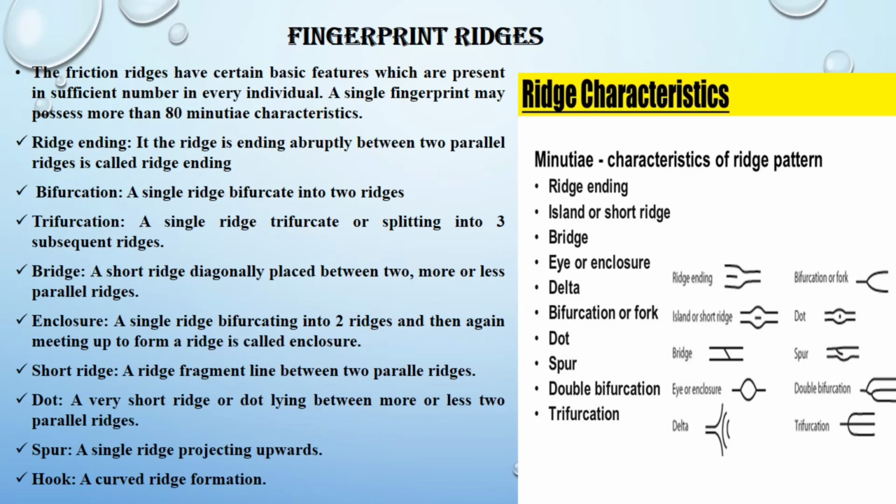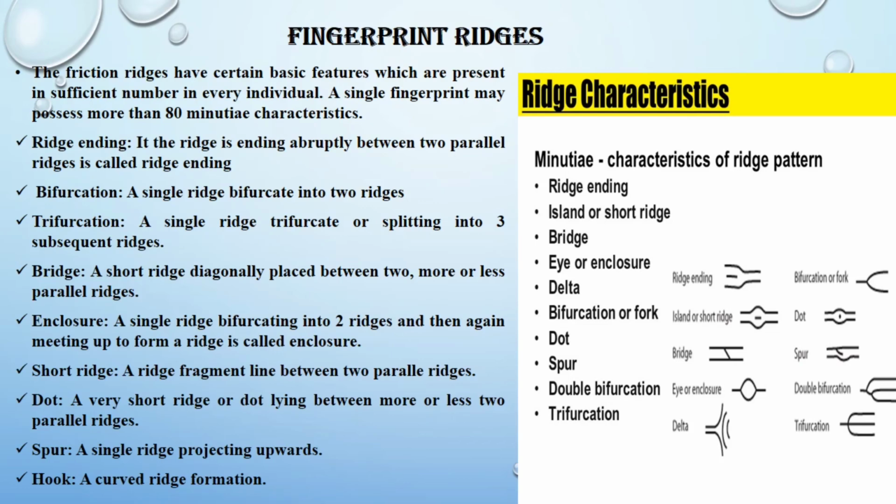Then comes short ridge, a ridge fragment lying between two parallel ridges. It is similar to ridge ending, but here the ridge that is ending is a very short ridge. In case of dot, a very short ridge or dot lies between more or less parallel ridges. Again, the ridge present between the two parallel ridges is very small, which gives a dot-like structure.